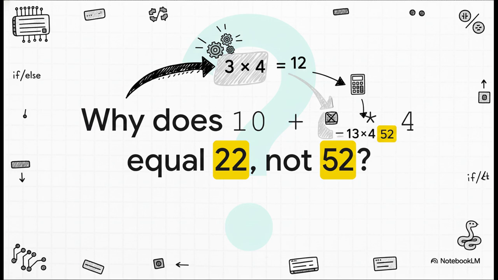And here it is. This is our culprit. If you just read this left to right, your brain probably goes, okay, 10 plus 3 is 13, and 13 times 4, that's 52, right? Makes sense. But Python will tell you with 100% confidence the answer is 22. So, what is going on here?